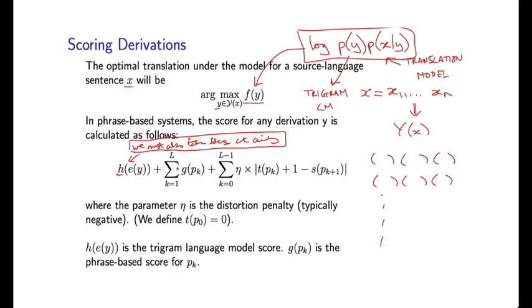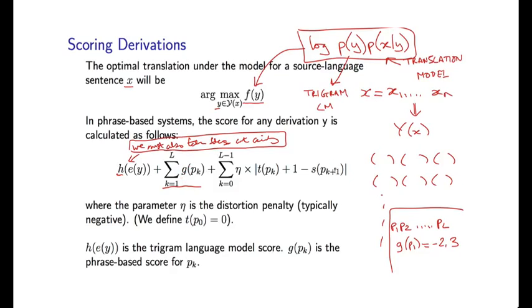Second term. Remember, our derivation y consists of a sequence of phrases p1, p2, up to pL. Each of these phrases is going to have some score, and so g of p1, for example, might be the score for the first phrase, might be minus 2.3 or something. And we're going to sum up the scores for the individual phrases. Okay, so that's the second part of the score.